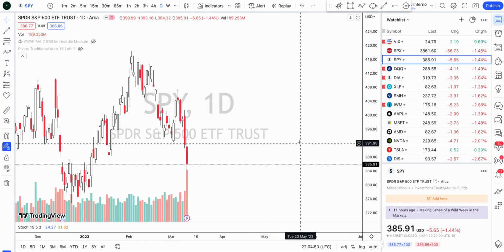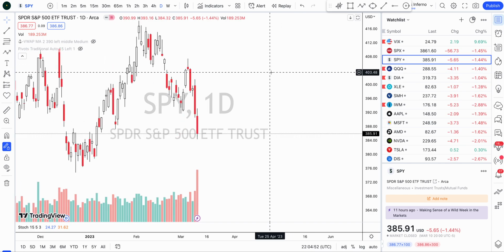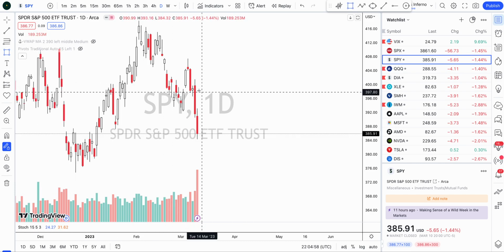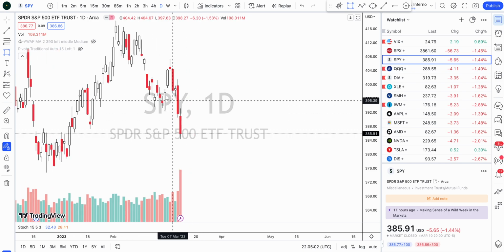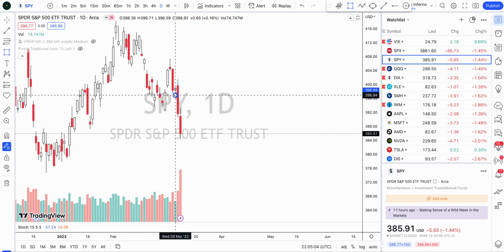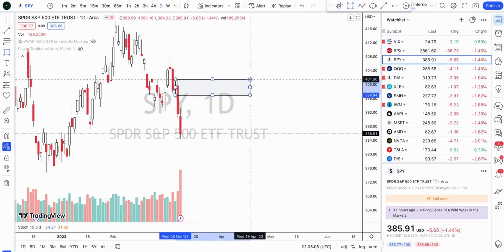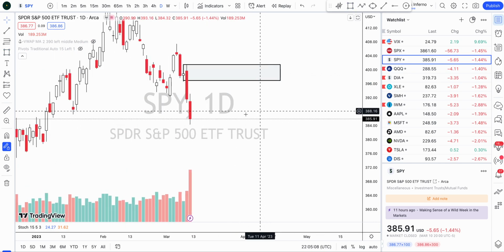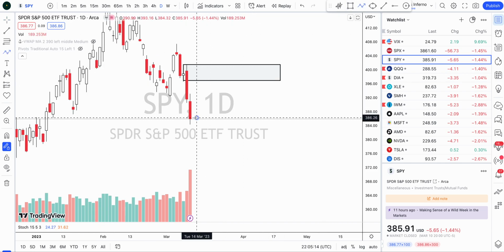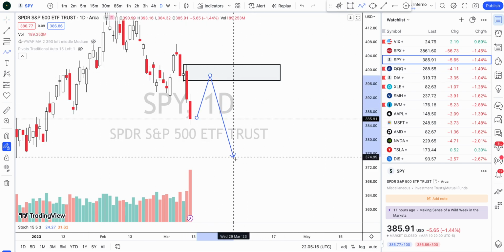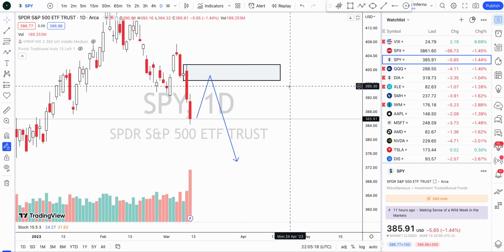So here's SPY, for example. Right here is a drop, base, drop supply zone. You would draw a zone like this and wait for price to come back into the zone before heading back down. So you would imagine something like this, and then continuation to the downside.